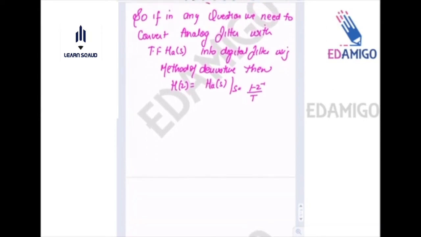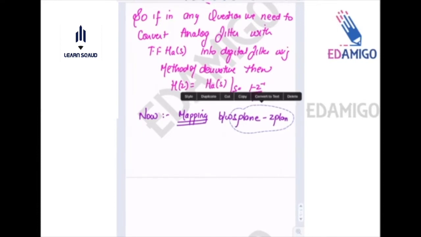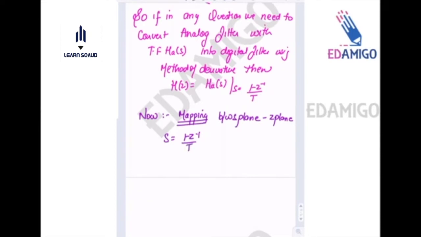Now let us do the mapping between the S plane and Z plane. Since s is equal to (1 minus z inverse) upon capital T, we can see that z is equal to 1 upon (1 minus sT).